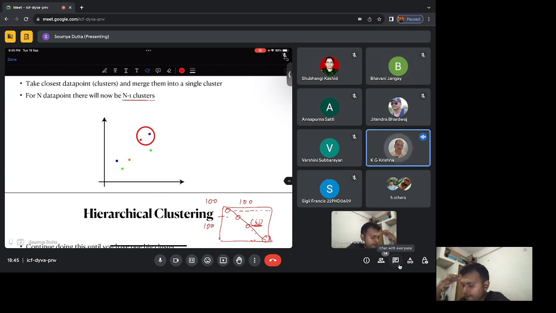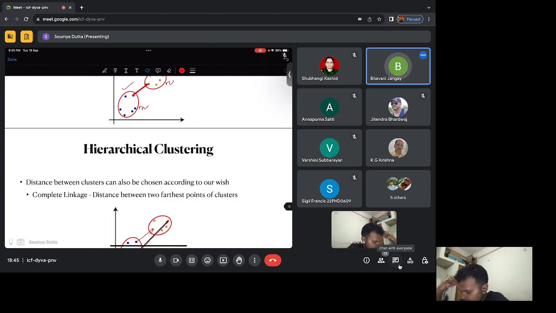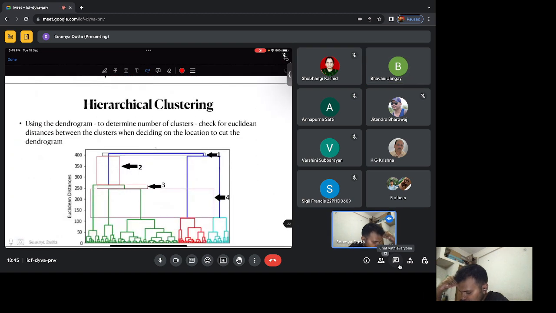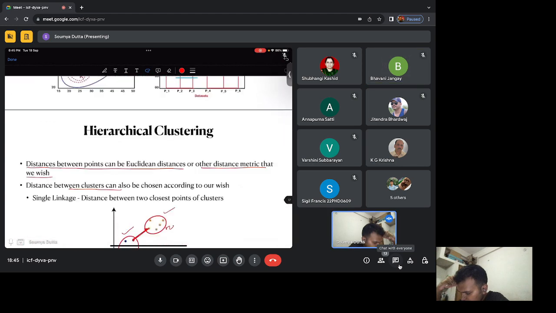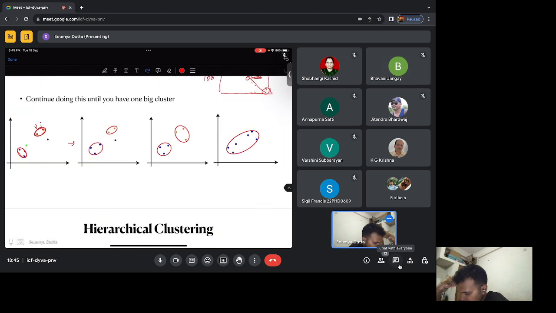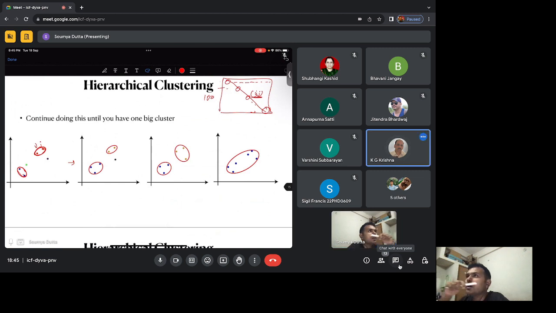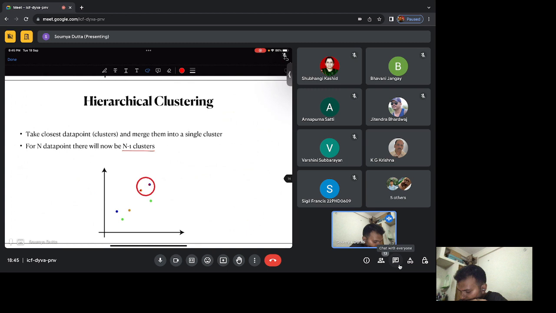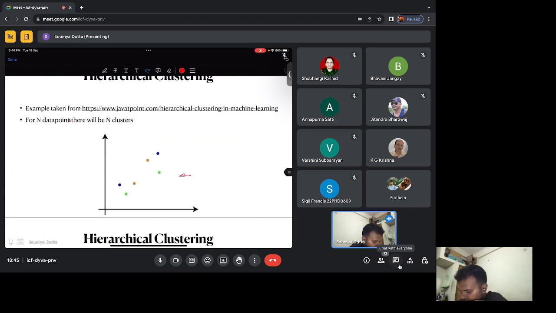Actually, sir, the complete linkage length is more than the single linkage, correct? Is my question clear, sir? Yeah, I got your question. Let me think. Actually, sir, it's only three concepts: either you take the closest one, the two extremes, or the middle, the average. Only three ways of measuring the distance.